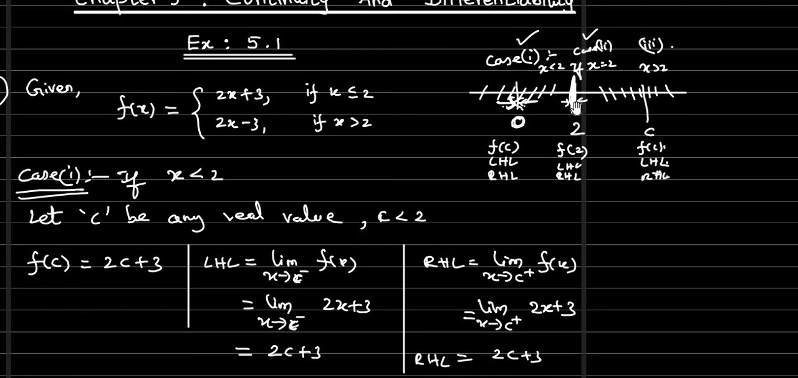Whatever values lie on the right side of 2, I mean not all the values, only very close values I am talking about. Those close values are obviously greater than 2. If it is greater than 2, from the given we need to choose the second function, okay, so 2x minus 3.